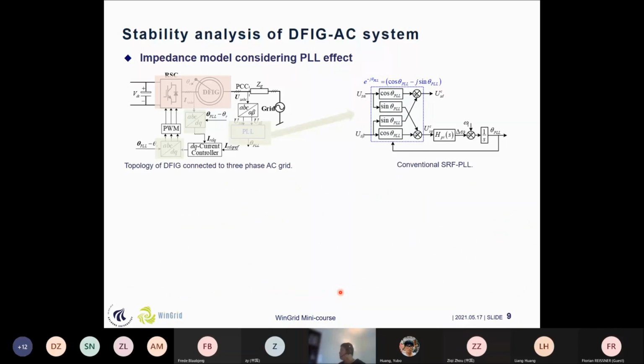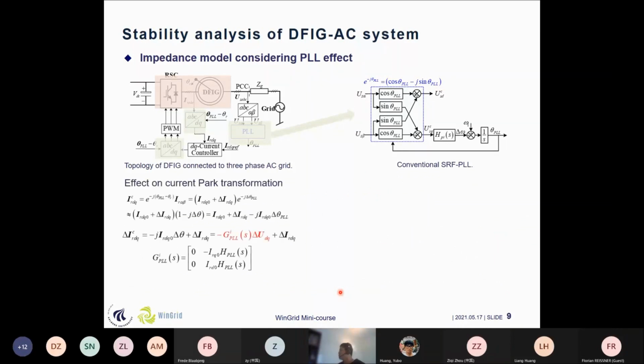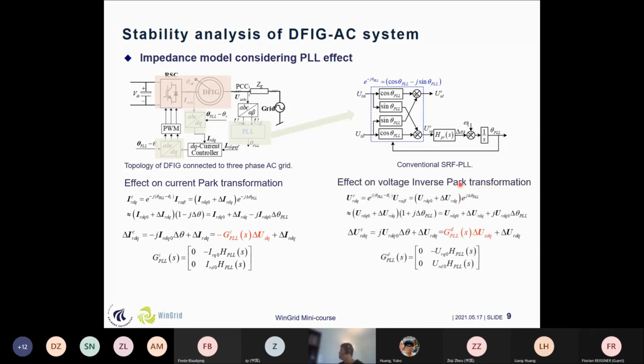So to take it one step forward, we need to analyze what this kind of variation of the CWPL will have on the Park transformation, the current Park transformation and the inverse Park transformation. We can see that if we want to get the current in the DQ frame, we need to use this Park transformation. And this Park transformation is based on the CWPL, and this CWPL is affected by the PC voltage, just as the previous slide has shown.